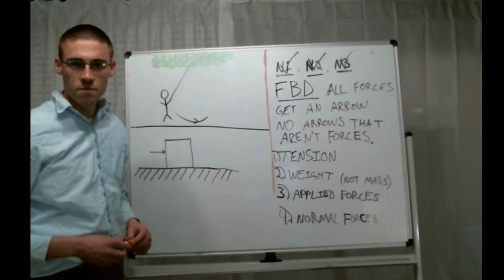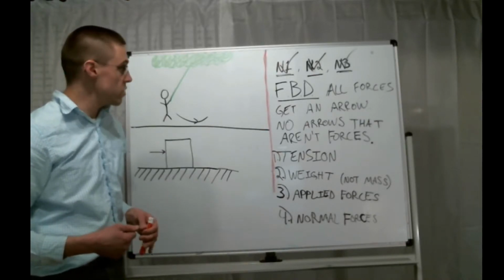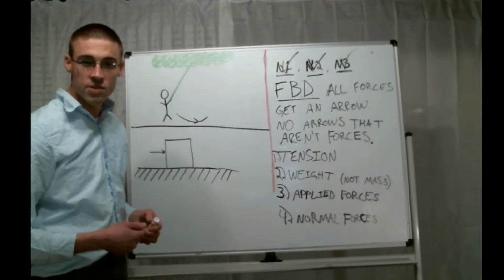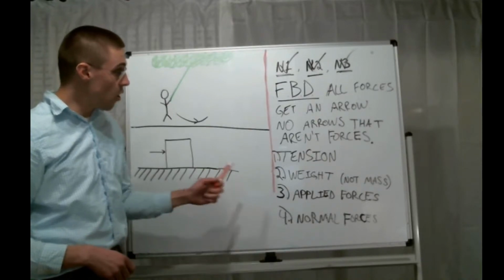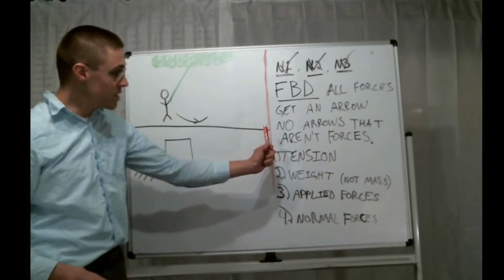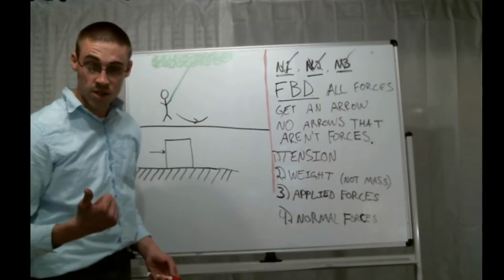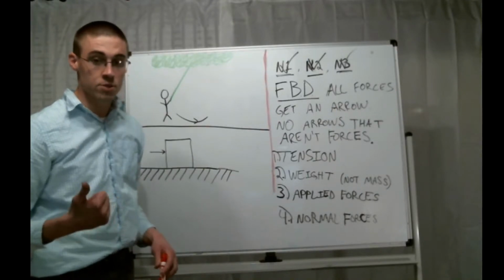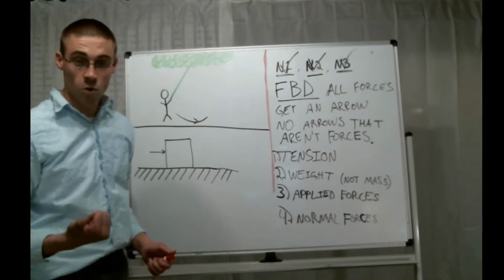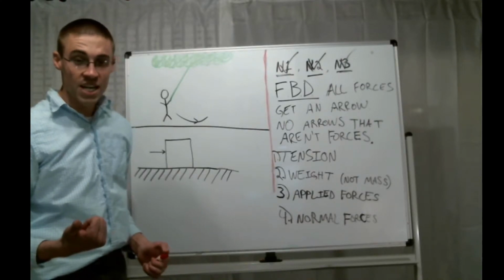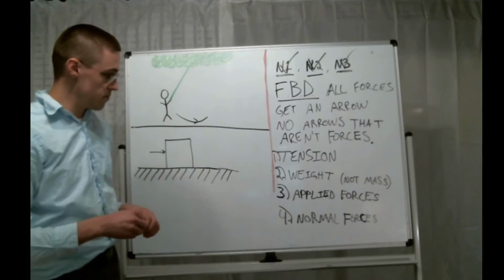All right, let's talk about free body diagrams then. A free body diagram is a diagram of your problem where you've labeled all of the forces and they're all pointing in generally the right direction. In a free body diagram, it's really important that all forces get an arrow, and there should be no arrows on a free body diagram that aren't forces, okay? So don't put any velocity vectors on a free body diagram. Don't put any acceleration vectors, nothing like that. You're not even going to put a net force on a free body diagram. You're just going to put all of the individual types of forces that are involved in a specific problem.